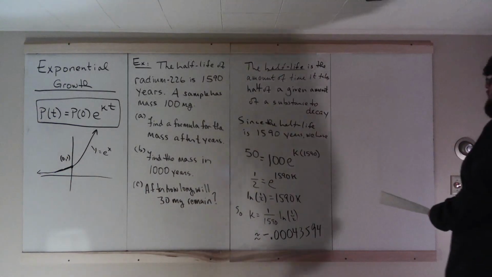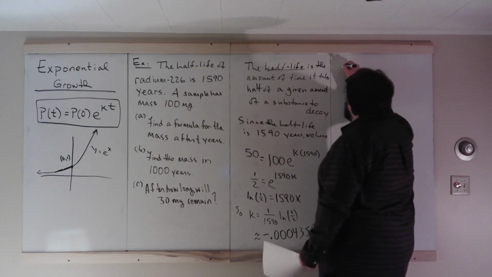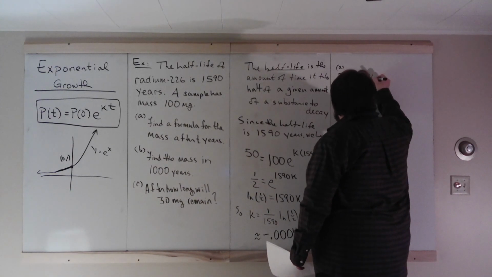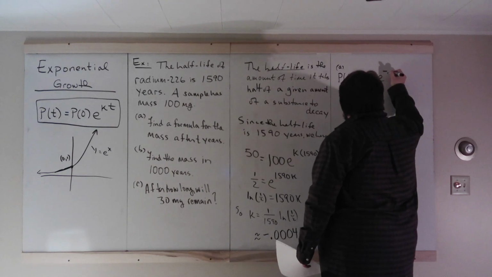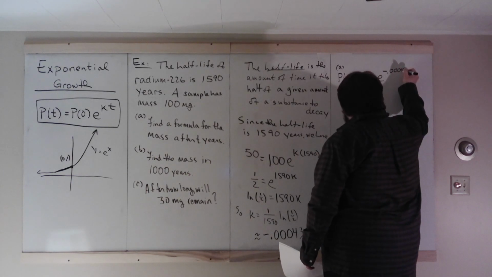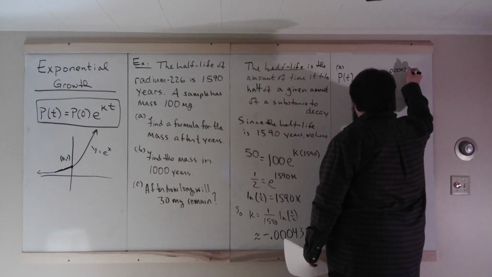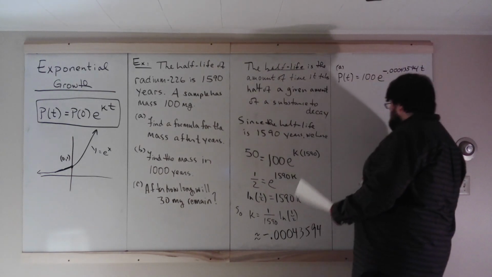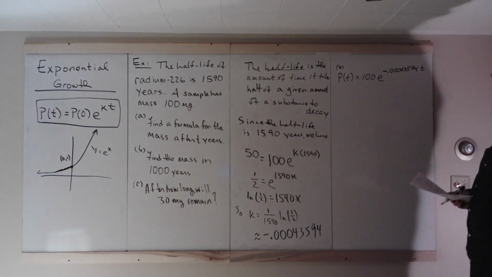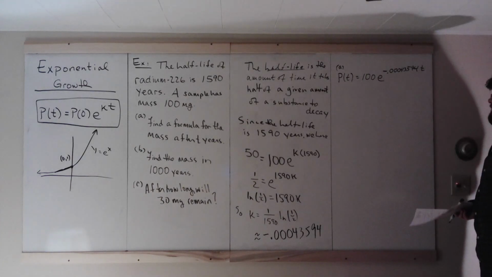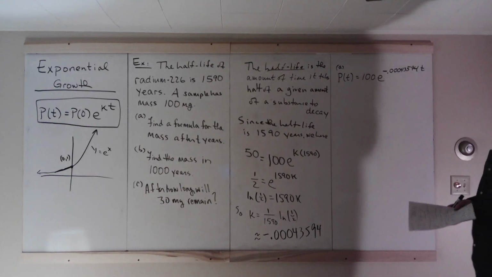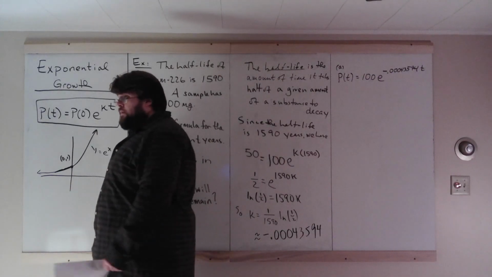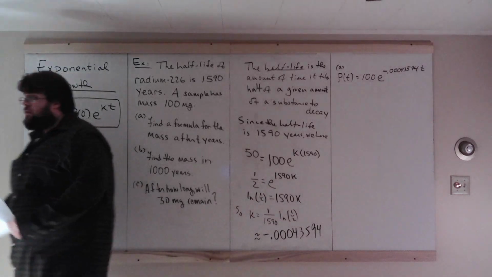So we found our k value, and now we can answer part A. So A, P of t equals P of 0, which is 100, e to the negative 0.00043594 t. Now one observation I'd like you to make here. In this case, this exponent turns out to be negative. When you have an example of exponential decay, the exponent will turn out to be negative.